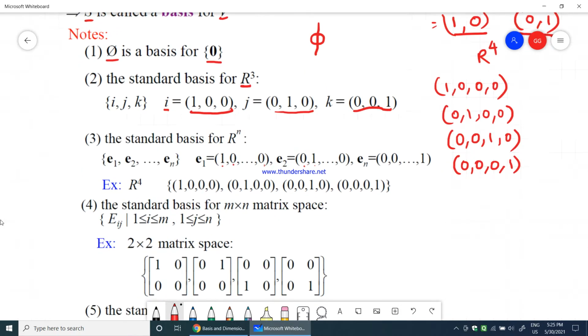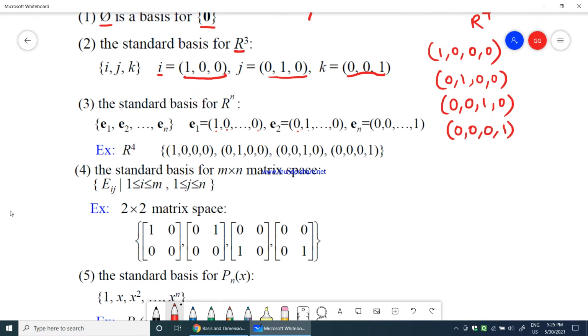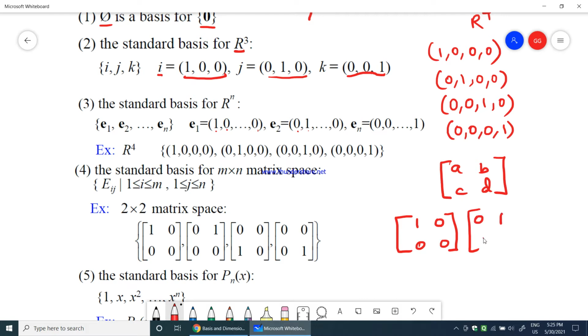Now the fourth one: if I take a 2 cross 2 matrix space, a square matrix, you will have 4 elements a, b, c, d. For that, the basis is: the first is [1 0; 0 0], the second has the first row second element 1 and the others 0, the third is [0 0; 1 0], and the fourth is [0 0; 0 1]. So these are the 4 standard basis elements for matrices, and for a 2 cross 2 square matrix this would be 4.